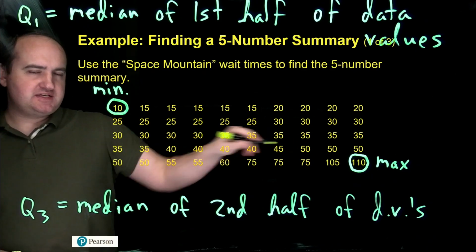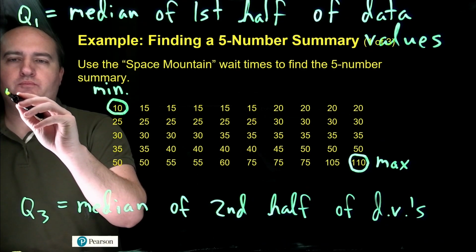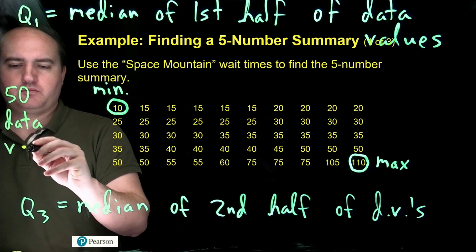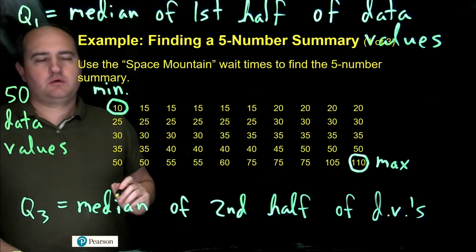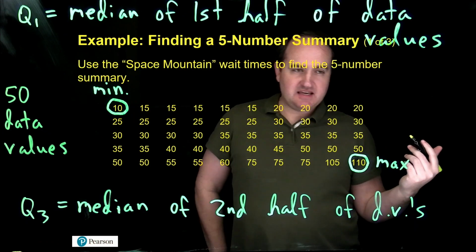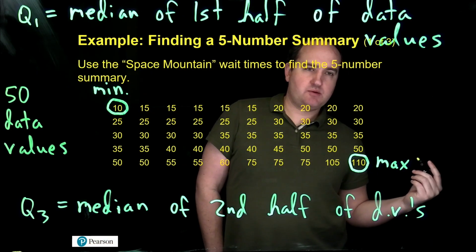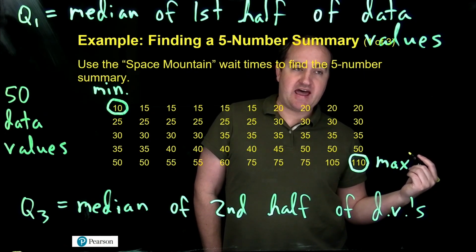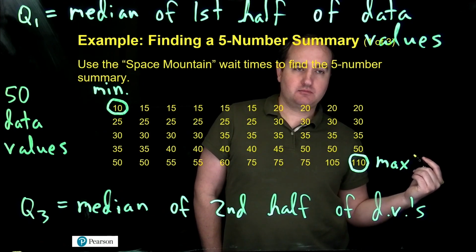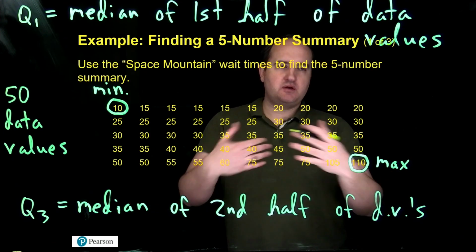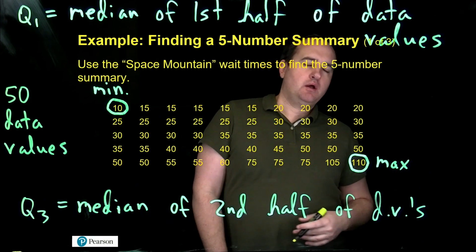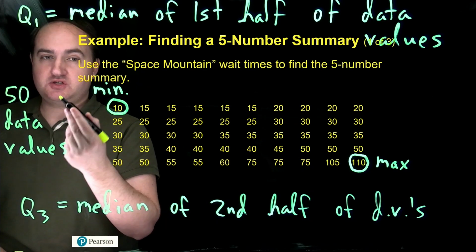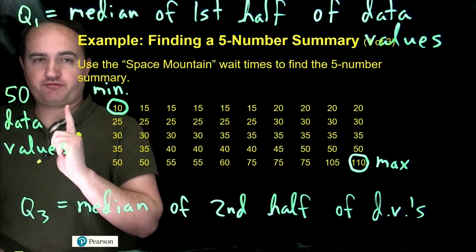So here we have 50 data values. 50 is an even number, which means that when we're finding the median, or Q2, it's going to be the average of the two middle data values. So how do we find the two middle data values when there's so many data values? Well, because 50 is an even number, you can easily just divide it by 2 to get the first middle data value.